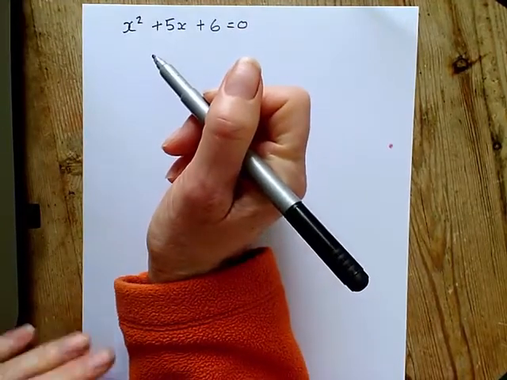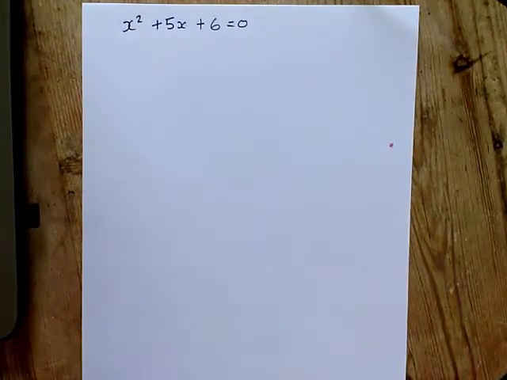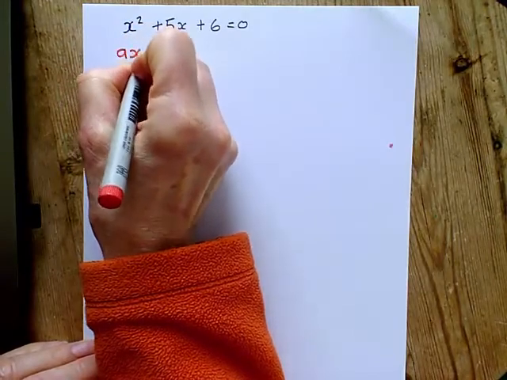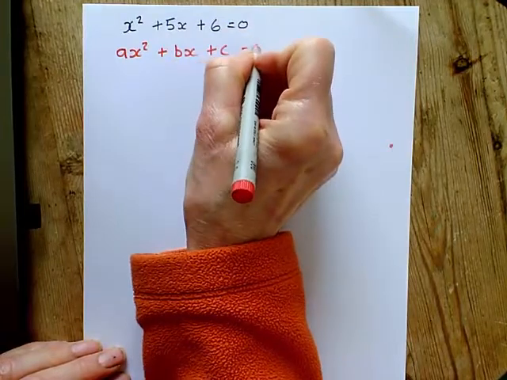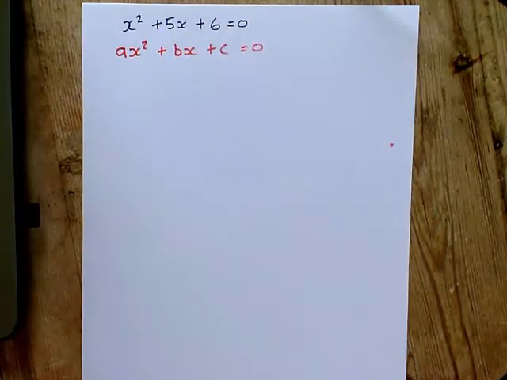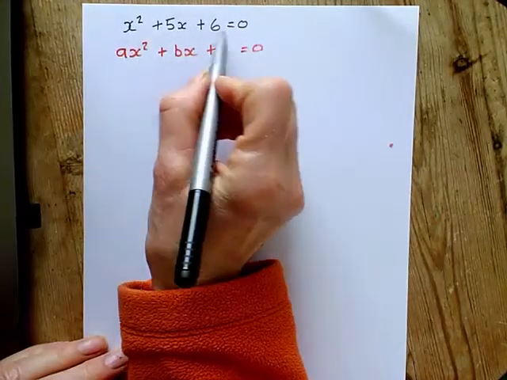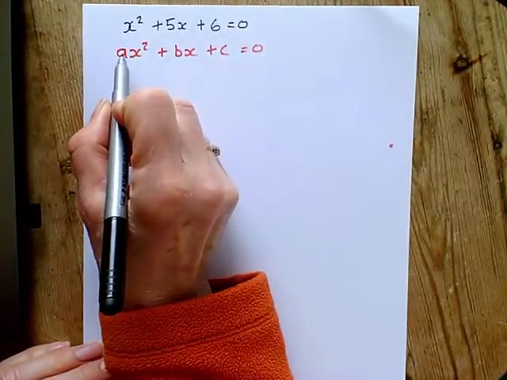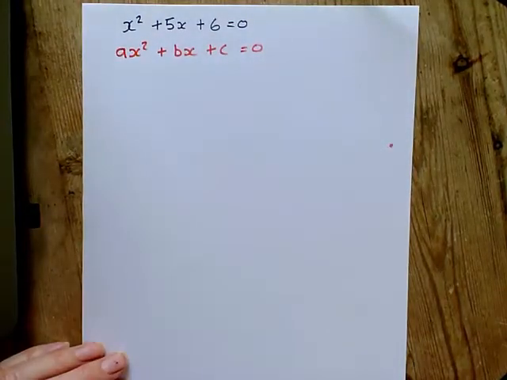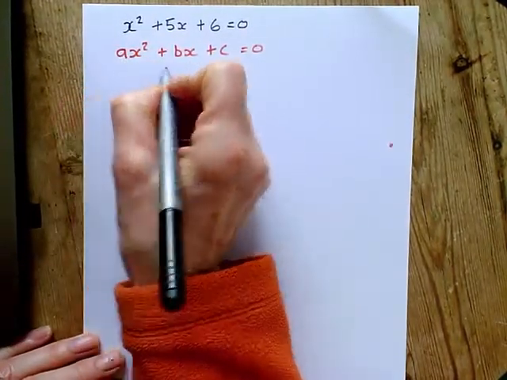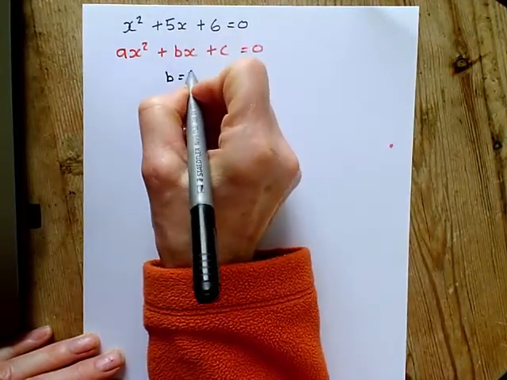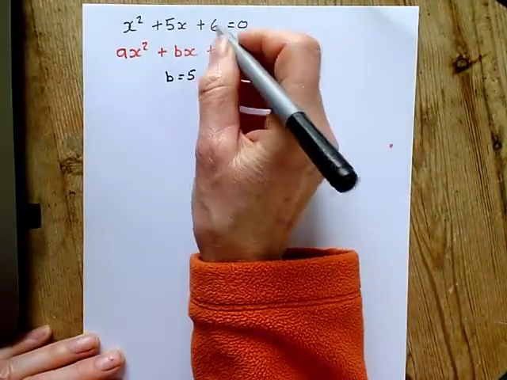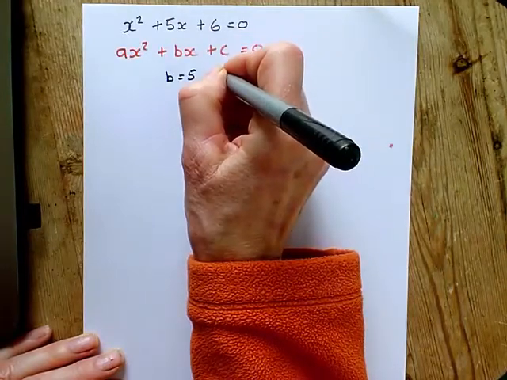It's as simple as that. Now, the first thing we need to know is that every quadratic is considered to be of this form. So our task here is to think for this particular equation what these values of a, b and c are. So we can see that b is the number in front of the x, so it's 5. We can see that c is the plus number on the end.